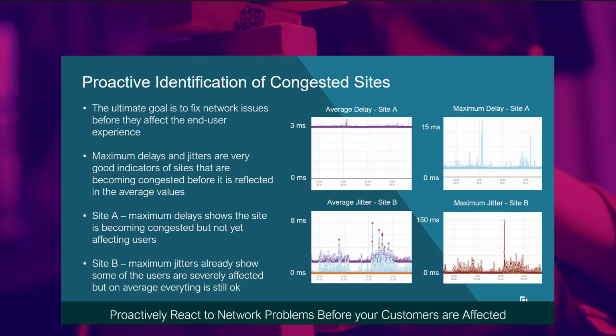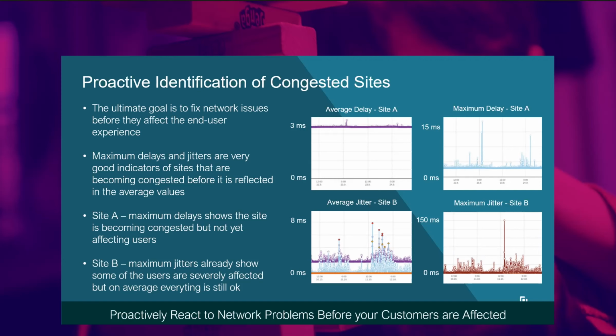is a site that is on the verge of becoming congested. But if you look at site A on the average delay, it looks very good. If you are just monitoring the average delays, you're not even going to be worried when you look at these graphs. It's 3 millisecond delays. There are some very occasional jumps, perhaps 0.5 millisecond or so. Nothing to be worried about really.